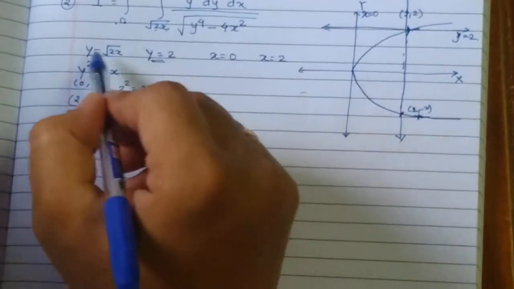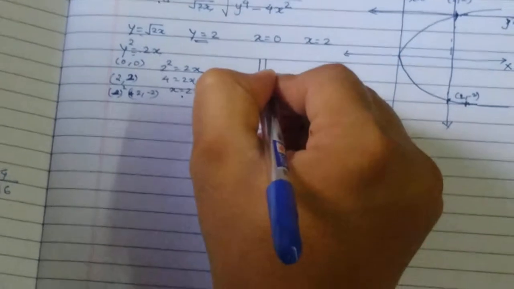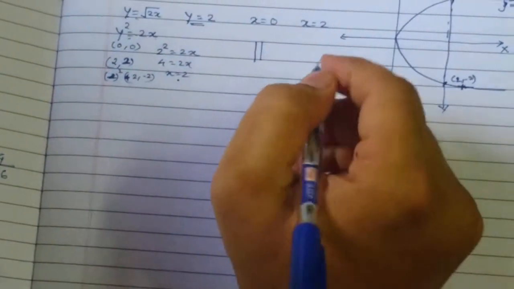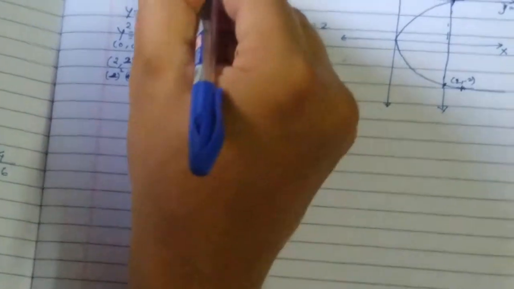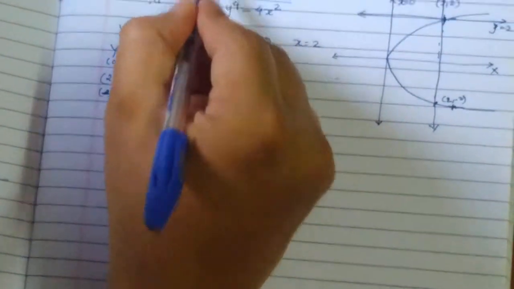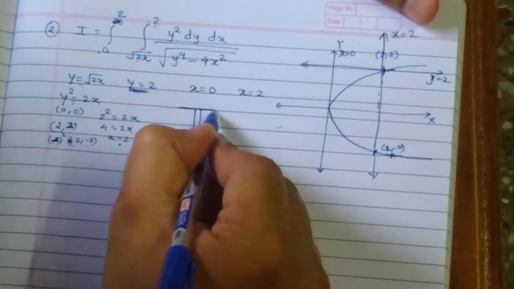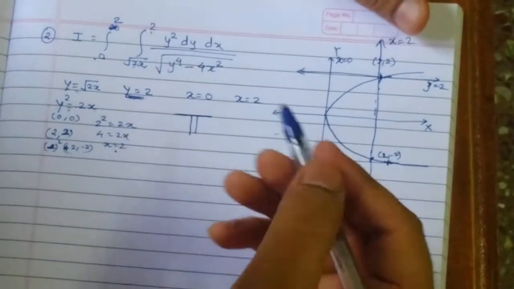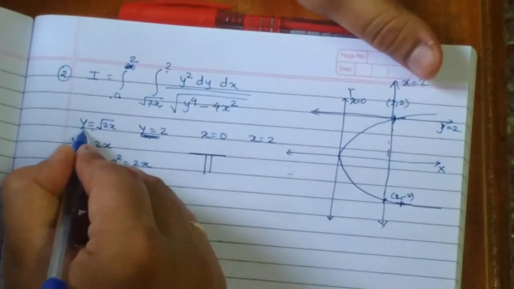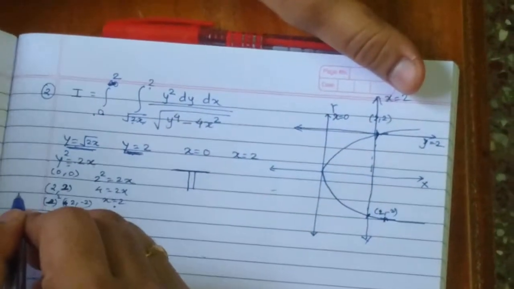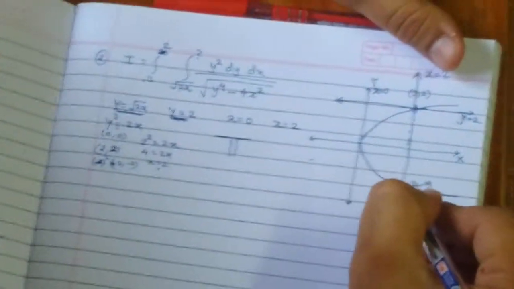Now we have to identify the region of integration. As in the given problem, inner limits are of y, hence my strip is vertical. Now the upper end of the strip is lying on the line y is equal to 2, and the lower end of the strip lies on the parabola. Now the question comes whether it is this parabola or this one.